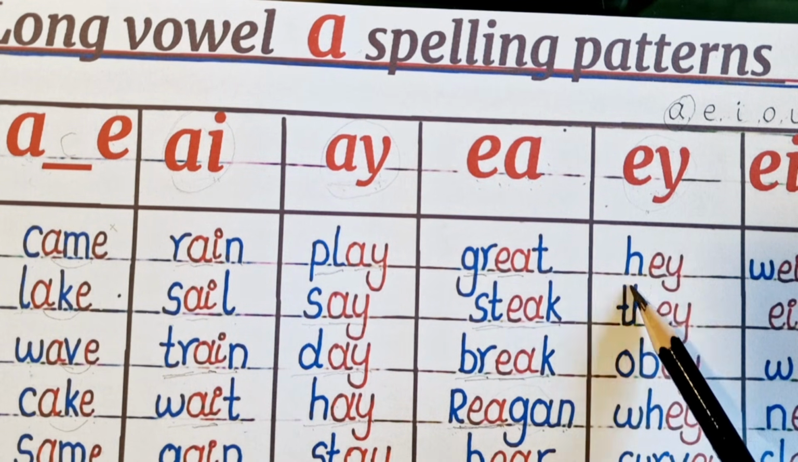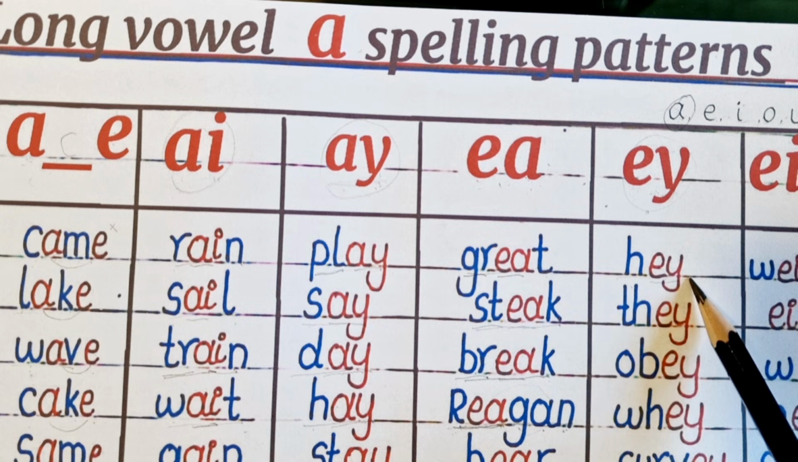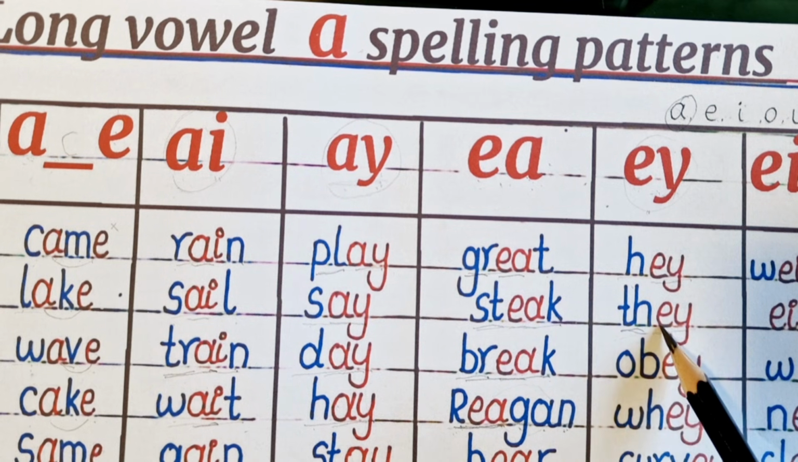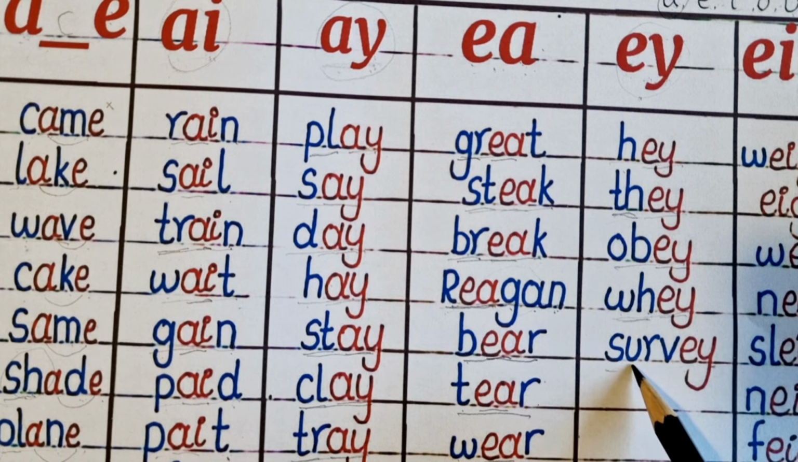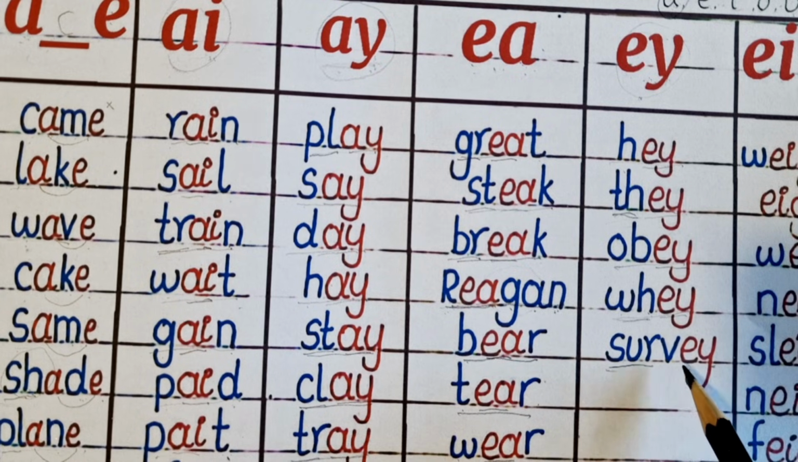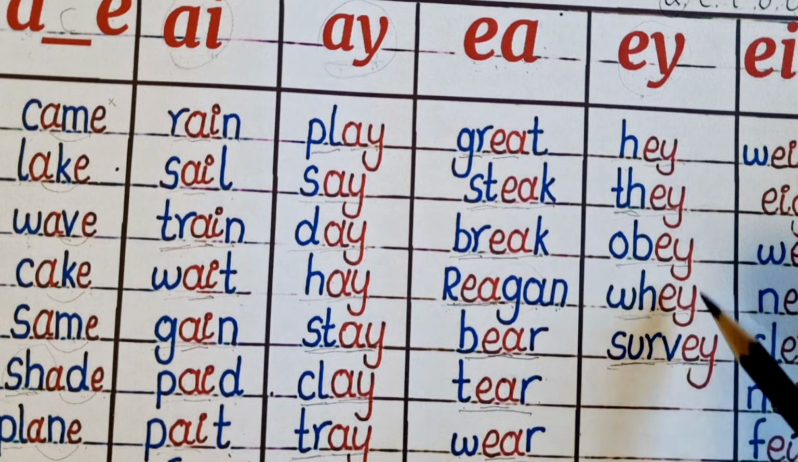Next spelling pattern is E and Y also make the long vowel A sound. As in h, a, hey. Th, a, they. O, b, a, obey. W and H make the sound w. W, a, way. S, a, sir, v, a, way, survey. So E and Y make the sound A.